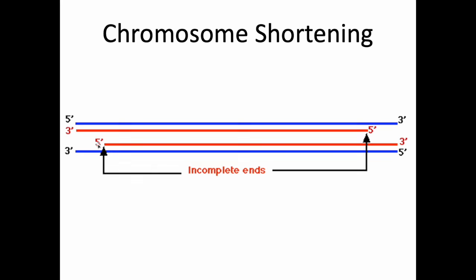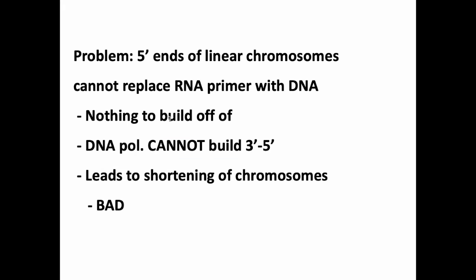So what does that mean for our chromosomes? How do we replicate this? Well, the answer is we don't. We can't. This little portion of DNA at both ends of the chromosomes ends up not getting replicated. We're going to lose this information. Our chromosomes are going to get a little bit shorter every time we go through the process of DNA replication because we can't replicate these ends. In summary, nothing to build off of. DNA polymerase definitely cannot build 5 prime to 3 prime. So this problem leads to shortening of chromosomes, which is, in all caps, bad.